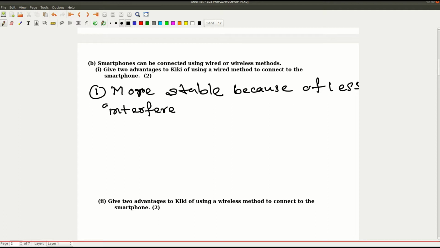And number two is more secure. So why is it more secure? If you search on the internet about how to hack, you will find there is one way a hacker can use Bluetooth to hack a certain device. So that's why using Bluetooth is not as secure compared to a wired device.